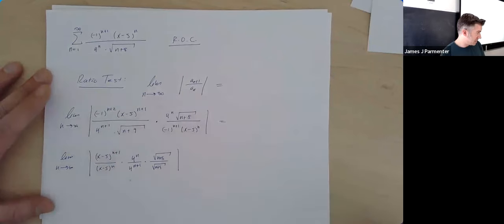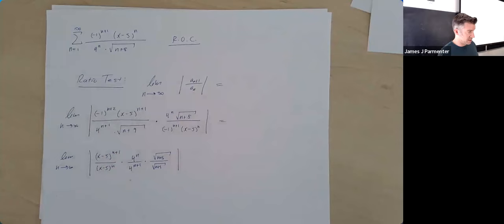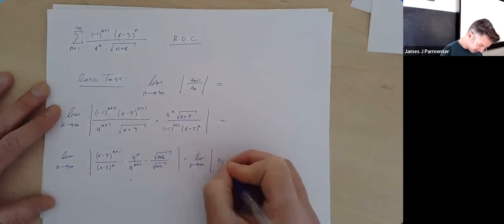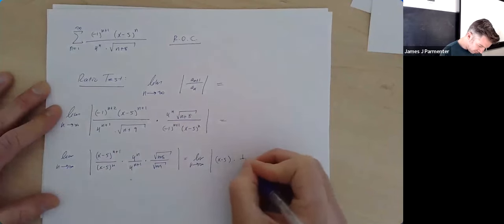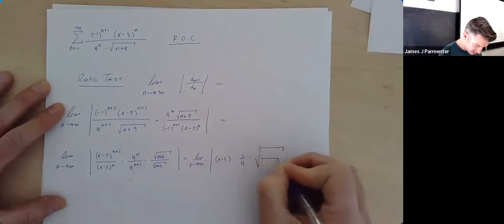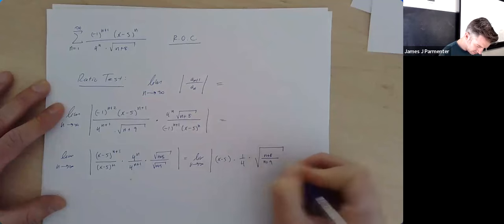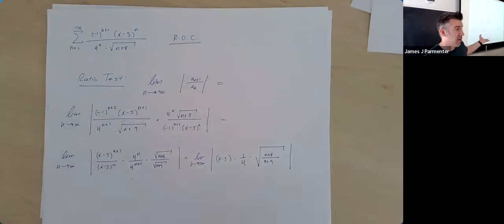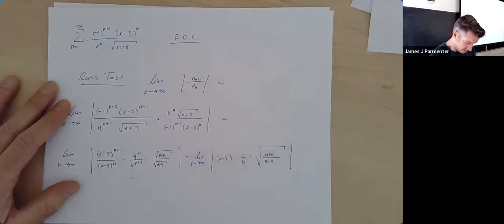You could probably skip this step, and if you're comfortable with that, jump to the simplified step. The simplified step is I've got x-5, I've got 1 over 4, and I would rewrite the square root of n+8 over the square root of n+9 as the square root of (n+8)/(n+9). Because when you use the ratio test, powers of n, whether they're roots or squares or cubes or whatever, those parts always just end up contributing a 1 as a multiple. Technically it's nothing multiplicatively, which is a 1. So the limit of that is going to go to 1.